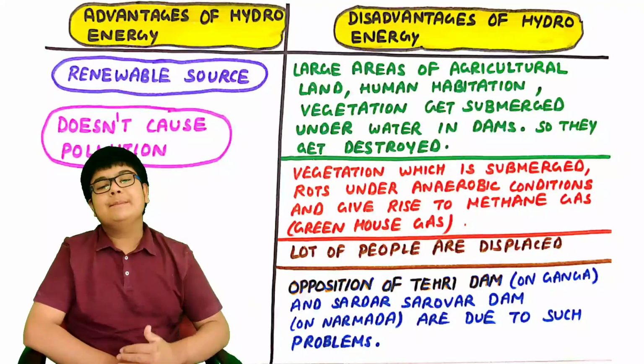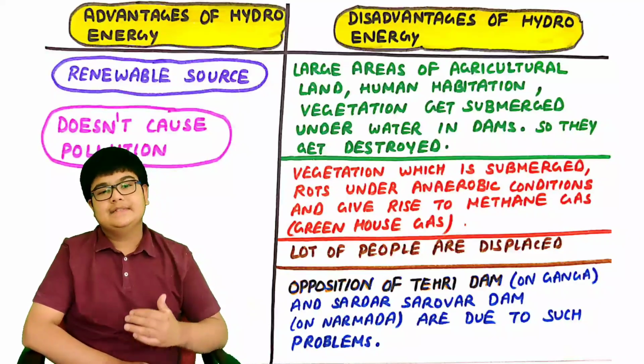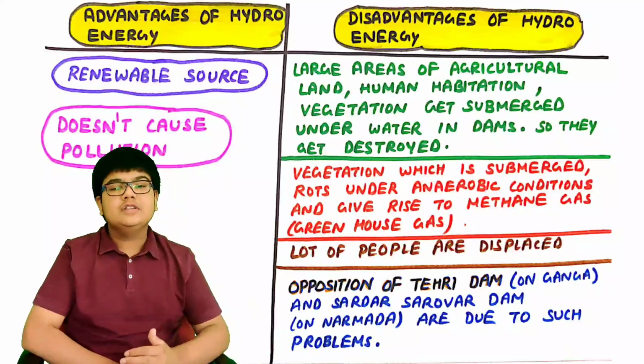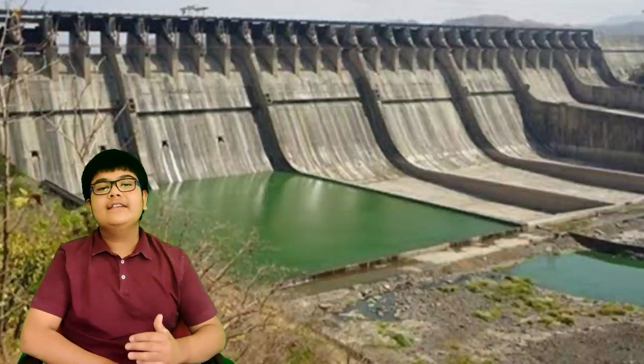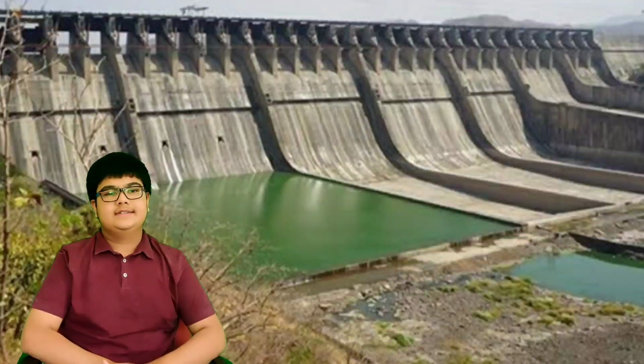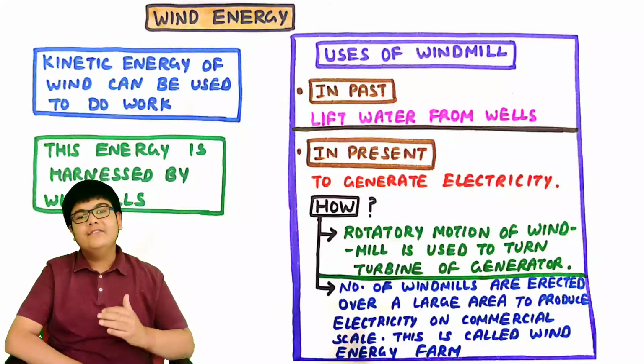Third, a lot of people get displaced whenever a dam is built. The opposition to the Tehri Dam on river Ganga and Sardar Sarovar Dam on river Narmada are due to such reasons. Third, wind energy.